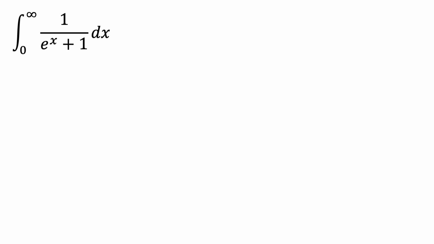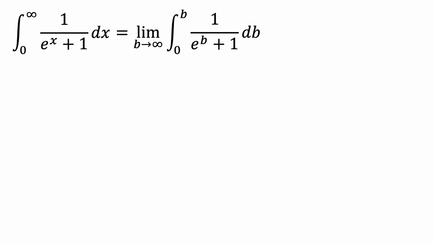Now let's take a look at the second question. In this question, I have the integral from 0 to infinity of 1 over e to the x plus 1. Recall that whenever we have an improper integral, the question can be restated with a limit. So therefore, I am going to write the limit as b approaches infinity of the integral from 0 to b of 1 over e to the b power plus 1 with respect to b.